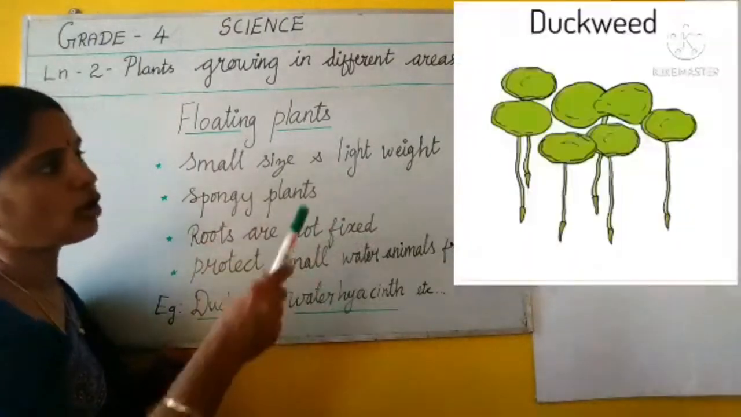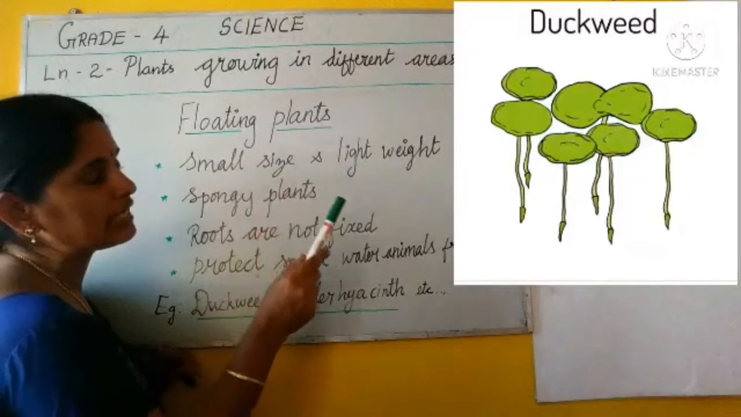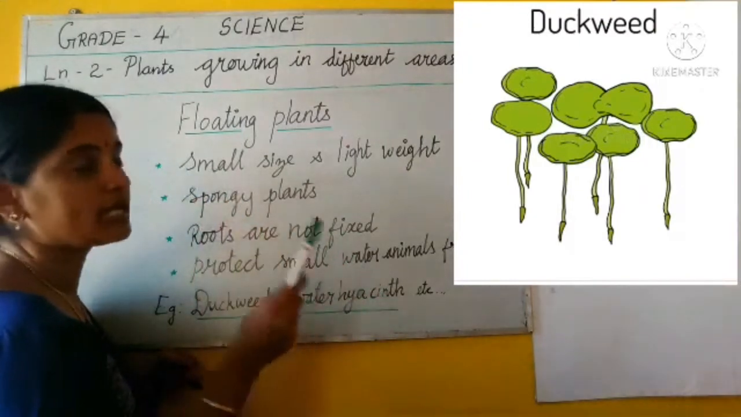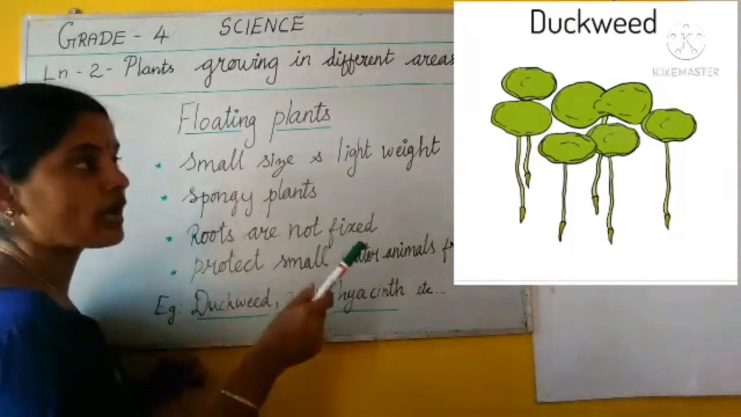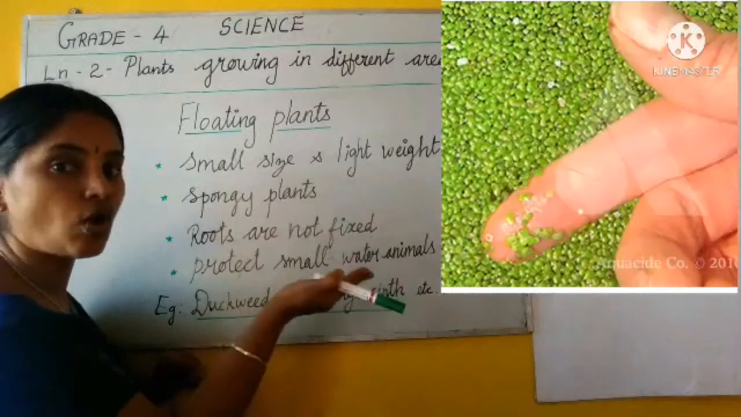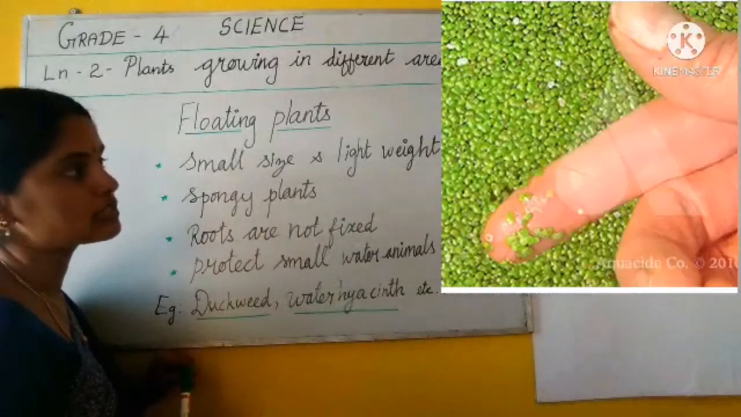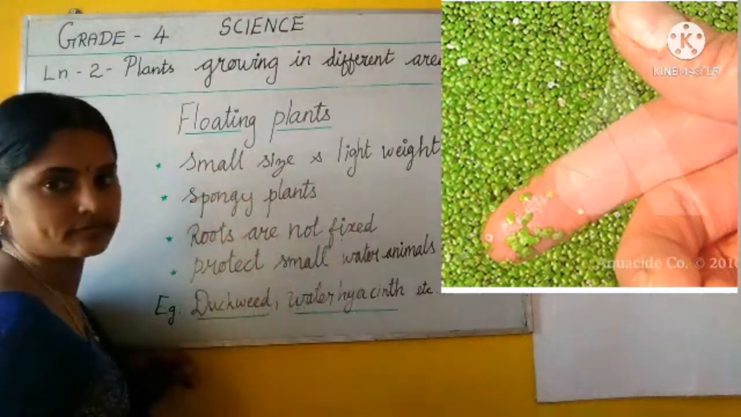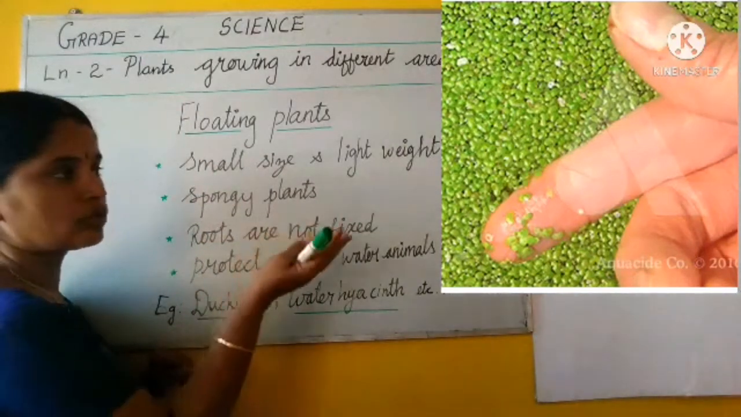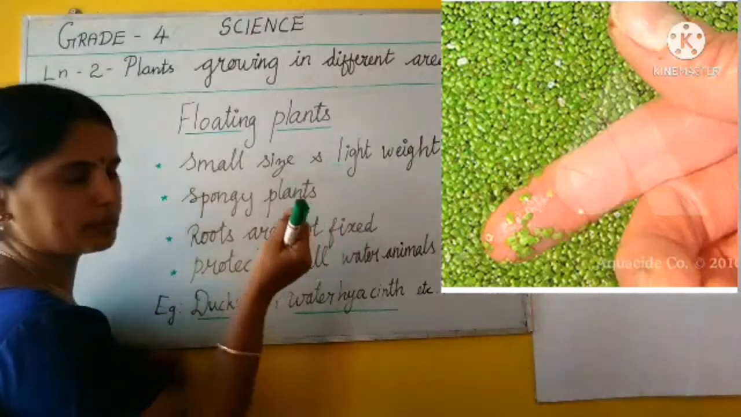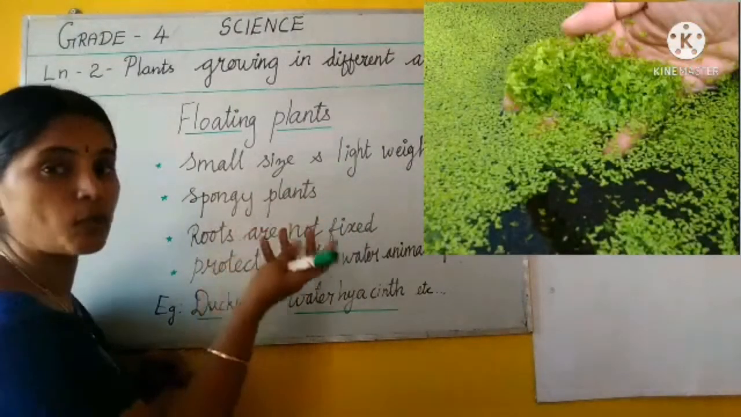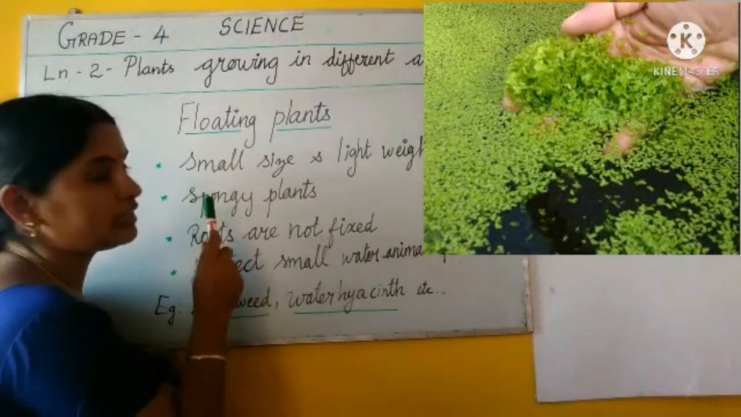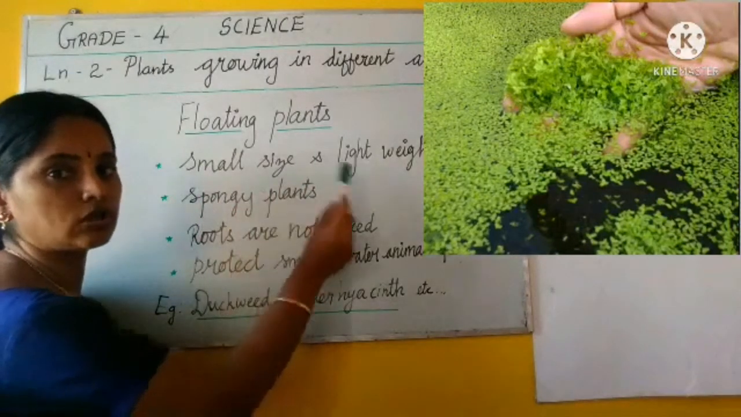How is it possible to float on water? See, this plant's leaf and stem have some empty, air filled space. That's why these plants are able to float on water. Are you clear, children? This plant is small in size and light in weight. If you pluck a leaf from the plant, you can feel it is very spongy in nature, filled with air space. That's why it's able to float on water.